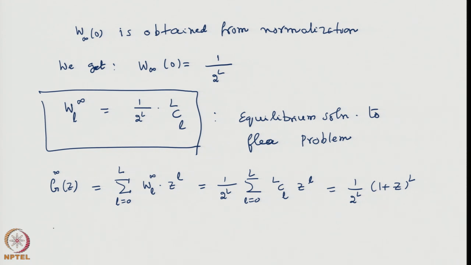So, from that we can obtain the properties. For example, the main characteristics of the distribution, such as the mean and the variance. The mean L bar, as we know, is basically G prime Z at Z equal to 1. We can differentiate 1 plus Z. So, it simply will come to L by 2.